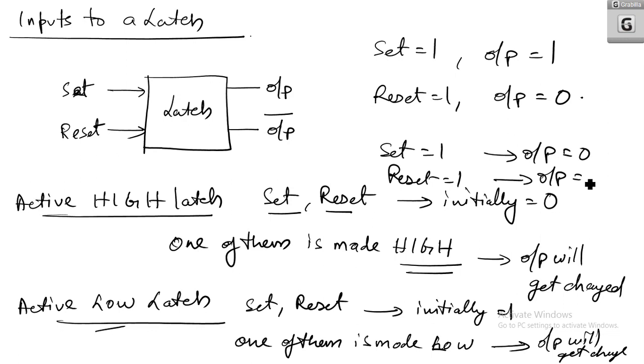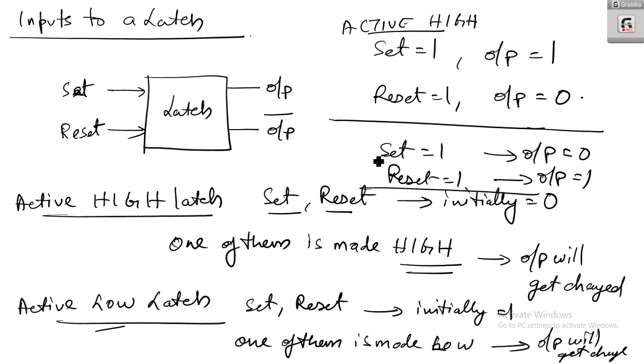So you can take this as for active high latch, and this one is for active low latch. Active low means when set is equal to 0, initially it will be high, and when it is made to 0 the output will become 0, and when the reset is equal to 0 the output becomes equal to 1. So that is the basic difference between active high latch and active low latch.